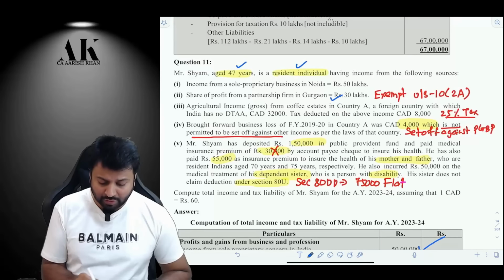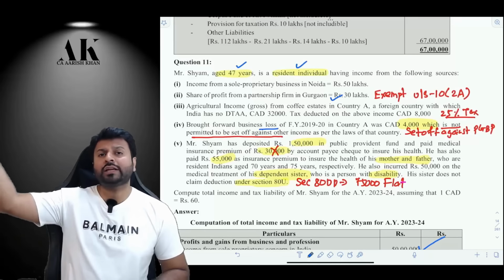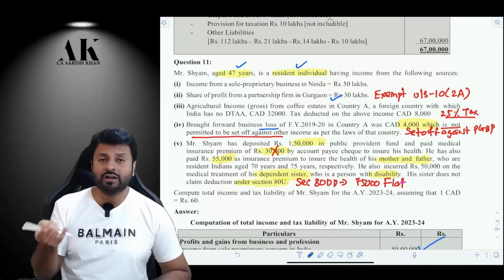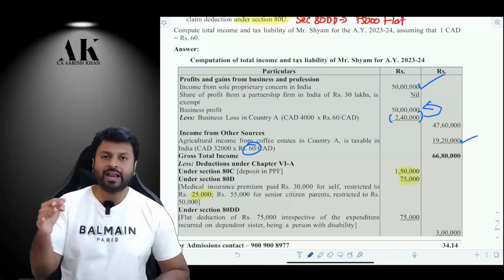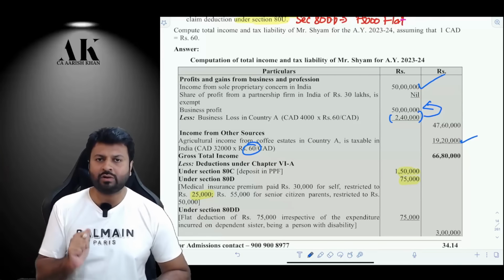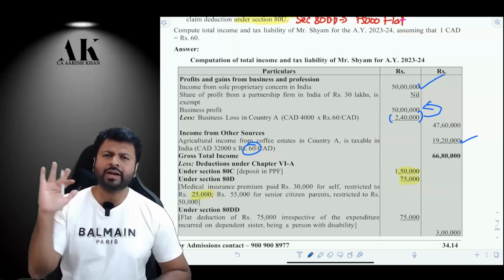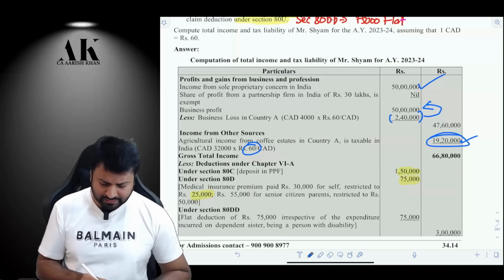Fourth is there is some loss of business which is not allowed to set off in country A. So in country A it is not allowed now, but in India it is allowed now. So you can take the deduction of that loss against the Indian business. In India the business loss is allowed. In country A it is not allowed. Forget about that. Don't reduce against this income, but against Indian income you can reduce now.